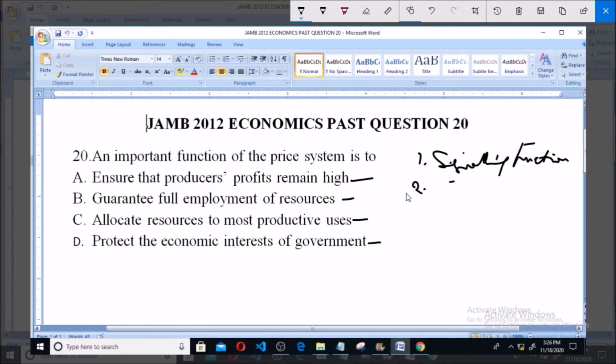The second important function of the price mechanism is transmission of preferences. Under transmission of preferences, we talk about how, through their choices, consumers send information to producers about the changing nature of needs and wants.